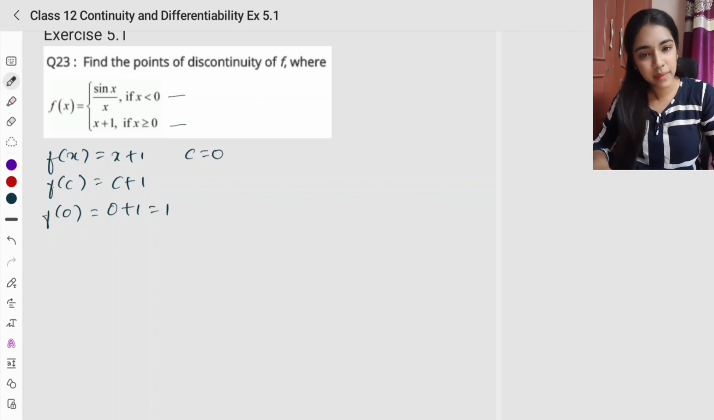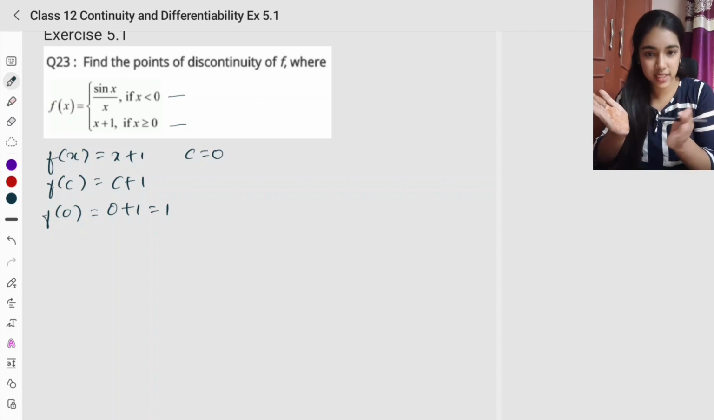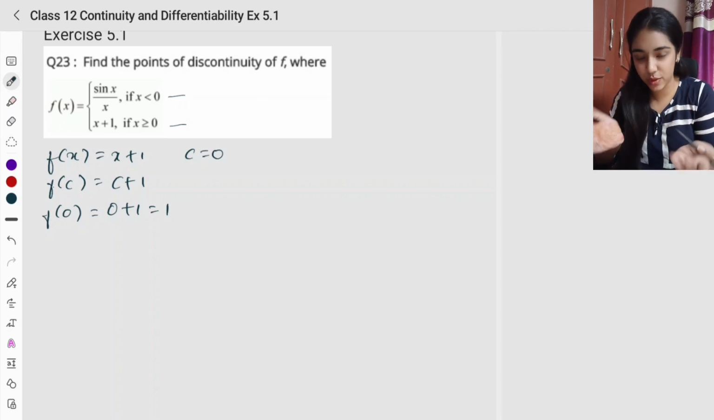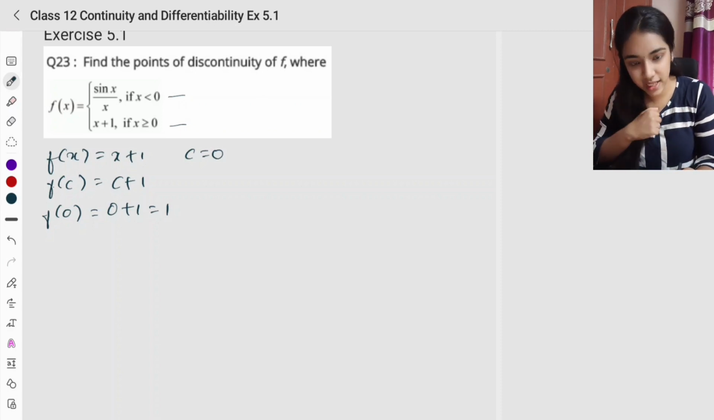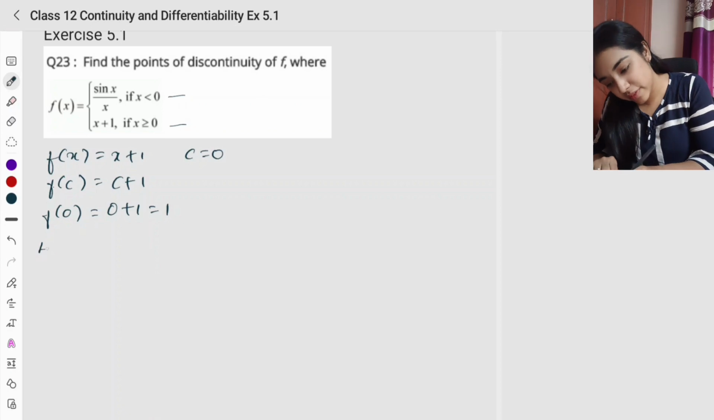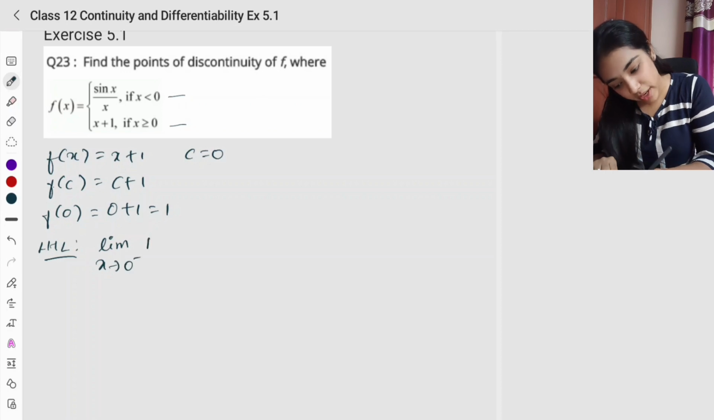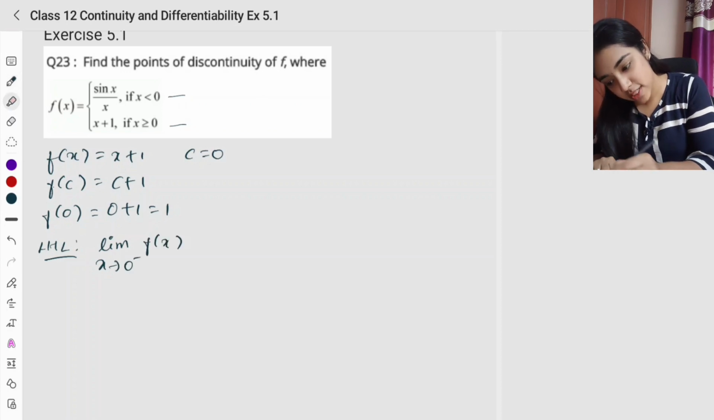Now I need to find my limits, left hand limit and the right hand limit, because I have two different sides, right, x less than 0 and x greater than or equal to 0. So I have two different ranges. So I'll have to find both my left hand limit and the right hand limit. Correct? Okay. Now what is my left hand limit? Left hand limit is going to be limit x tends to 0 minus of f of x. What is it going to be? I'll mark it in purple.